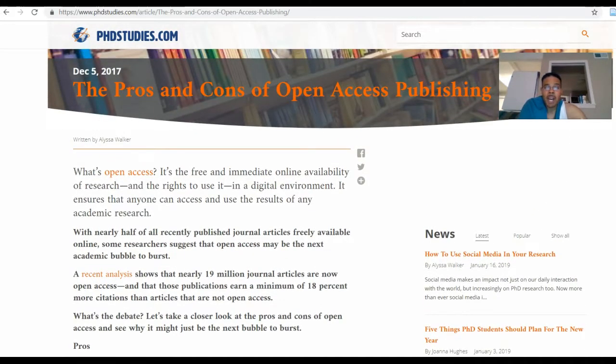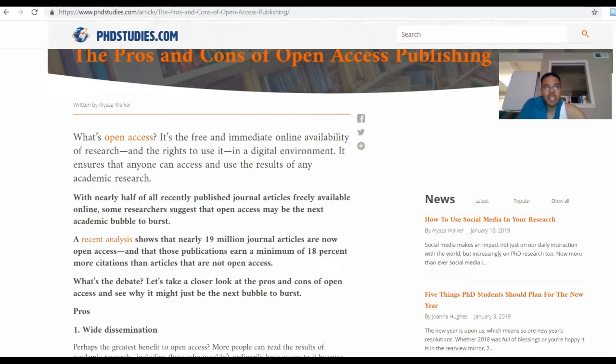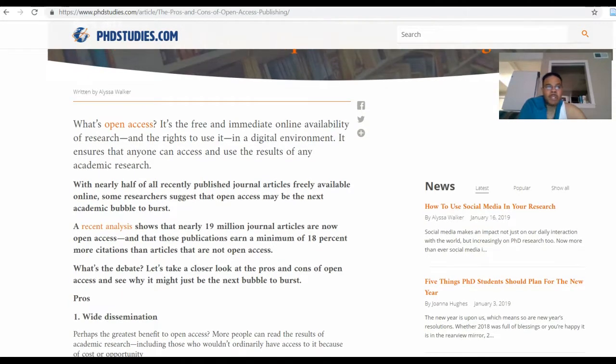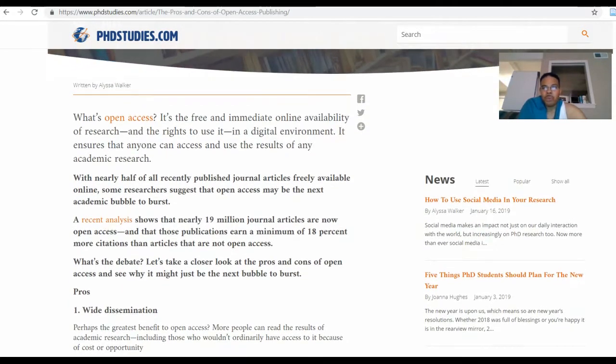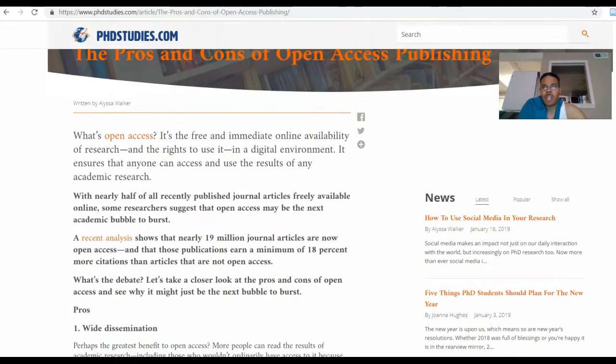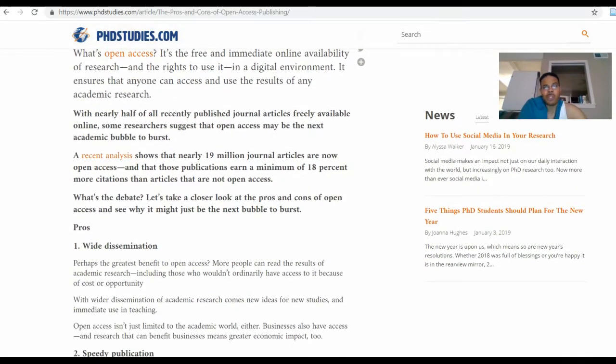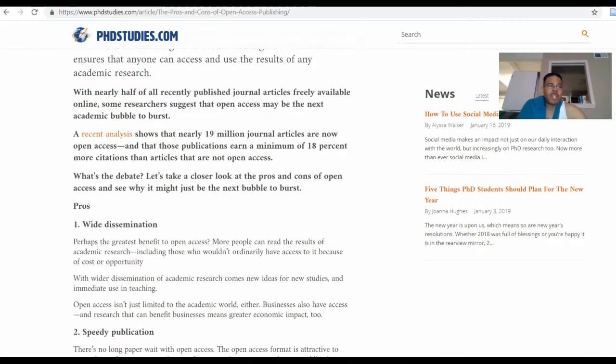Now, we do have some bias here, as you can see. So might it be the next bubble to burst? Maybe. But pretty much anything in higher education I've seen can be the next bubble to burst. So let's not get too scared just based on that intro. But let's keep reading. So what are our pros to open access?